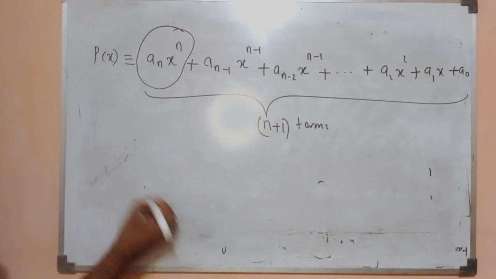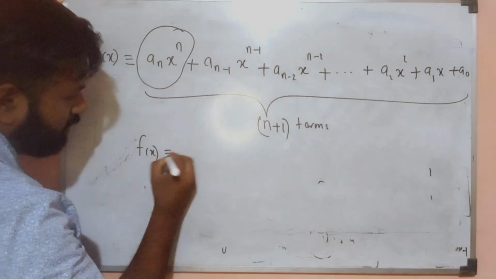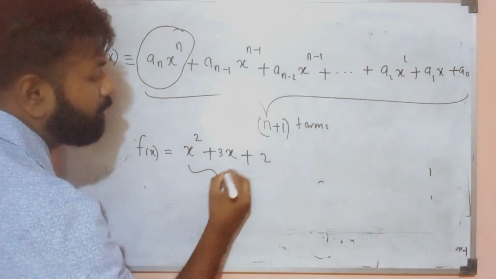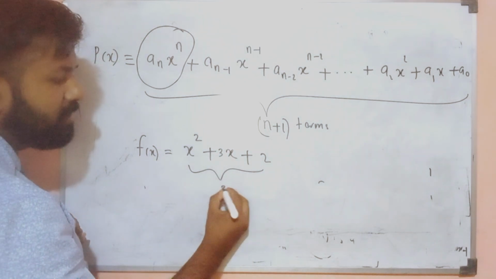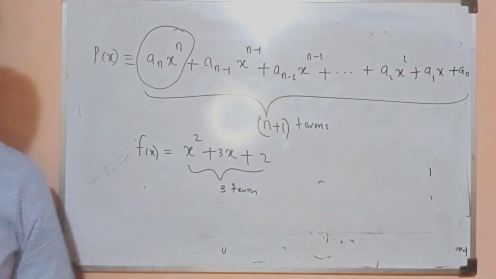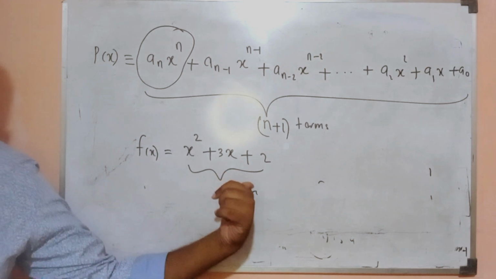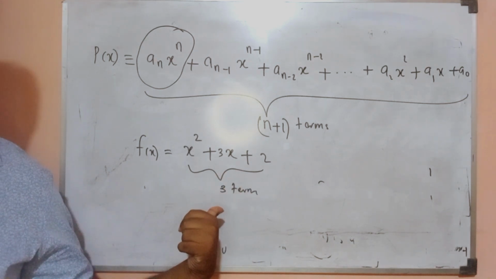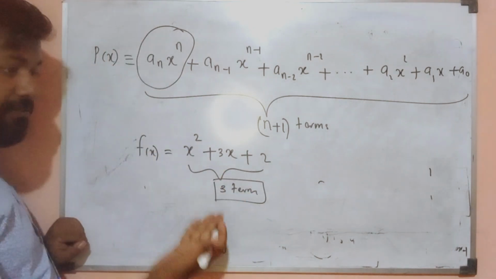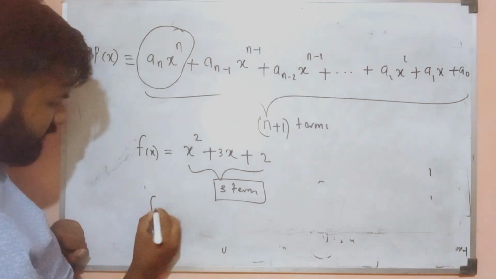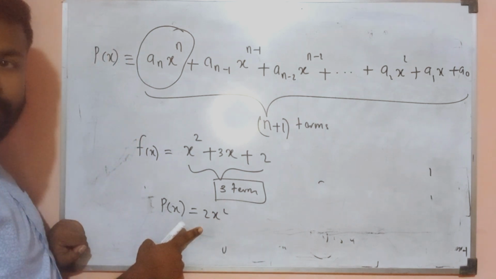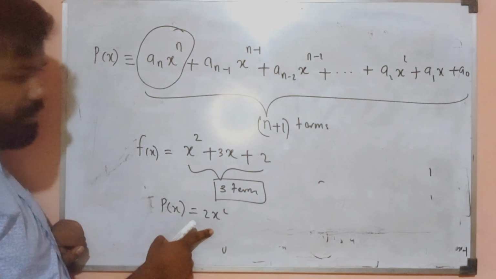If you consider a second order polynomial, it can have only up to how many terms? It's a second order polynomial, so 2 plus 1, 3 terms. It cannot have 4 or 5 terms. It can have up to 3 terms, or fewer. For example, P(x) equal to 2x squared is a monomial. It's a second order polynomial, but it has only 1 term.